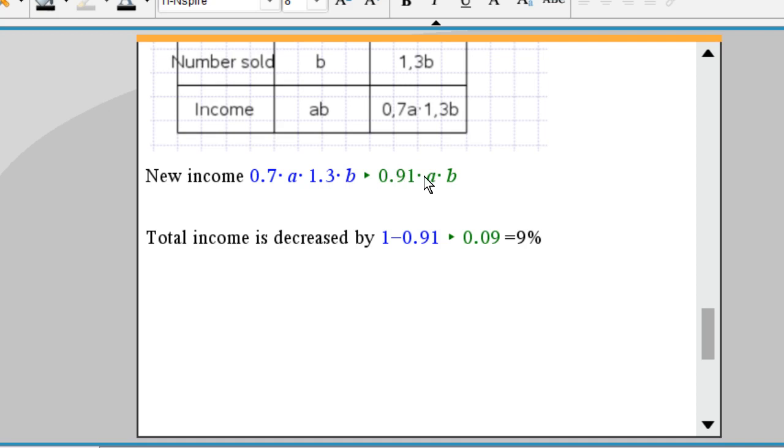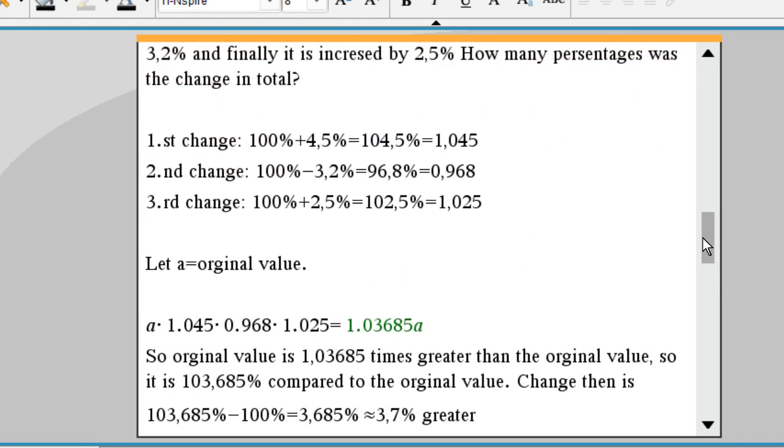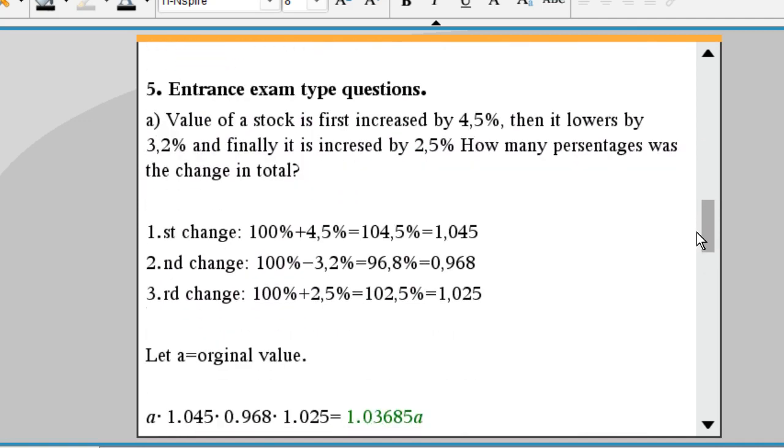So if the new value is 91% of the original value, then it means that it has decreased 9%, because 100% is the original value. Now the new value is 91%, so there is a decrease of 9%. Or one can do this with the multipliers, 1 minus 0.91, and we get that the total income is decreased by 9%. So here are, I'd say, the most typical types of percentile questions one can find.